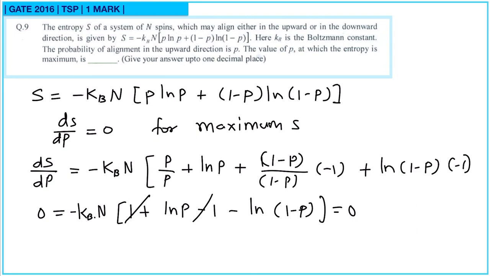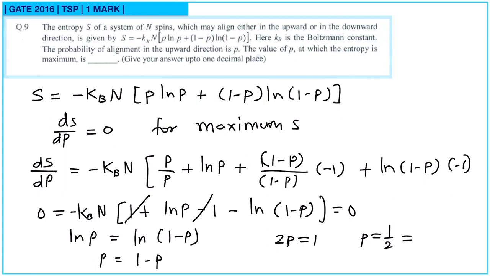So Kbn cannot be 0, so that means this has to be equal to 0. That means ln of P will be equal to ln of 1 minus P. That means P is equal to 1 minus P. That is 2P is equal to 1 and P is equal to half. So value of P is equal to 0.5. So answer is 0.5, and answer in the answer key is 0.5 to 0.5.